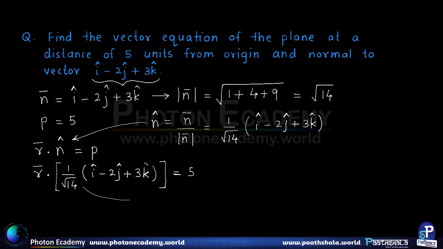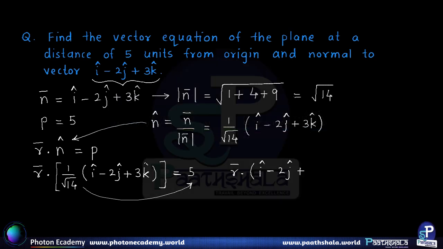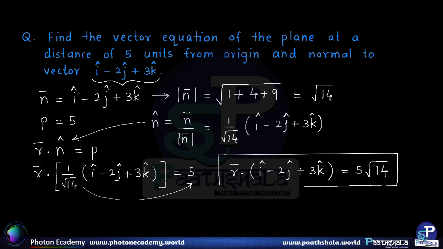If you want, we can take root 14 on the other side, and that gives us r bar dot i cap minus 2j cap plus 3k cap whole equal to 5 root 14. So that is the vector form of the equation of the given plane.